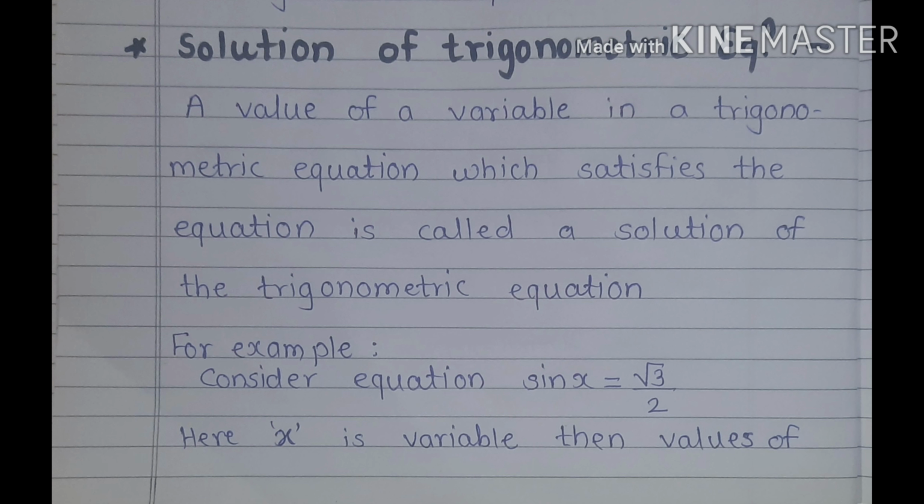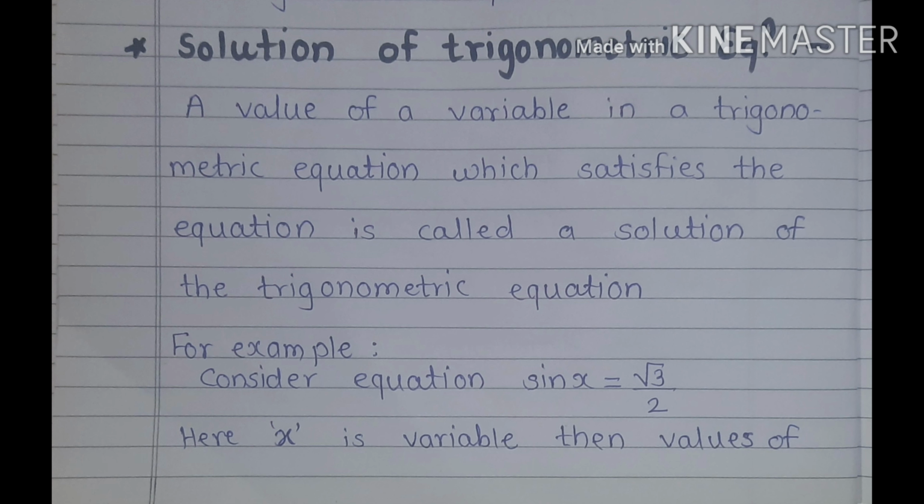We know that every equation has a solution. So trigonometric equations also have a solution. So we have to start with the solution of a trigonometric equation. A value of a variable in a trigonometric equation which satisfies the equation is called a solution of the trigonometric equation. That means the value of the angle in the given trigonometric function which satisfies the given equation will be the solution of the trigonometric equation.